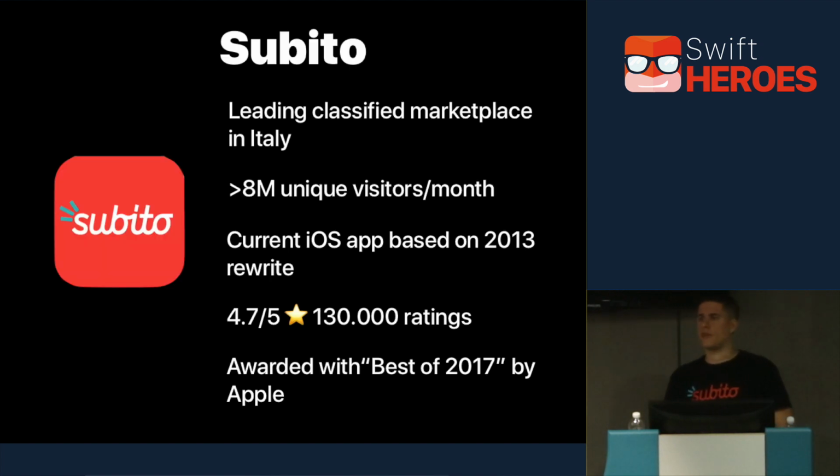Subito is the leading classified marketplace in Italy. We started in 2007, and as of today, we count more than 8 million unique visitors per month. The current iOS app is based on a 2013 rewrite, and so the code base is 5 years old. On the App Store, we currently have around 130,000 ratings with an average of 4.7, and last year we were awarded by Apple as one of Best of 2017.